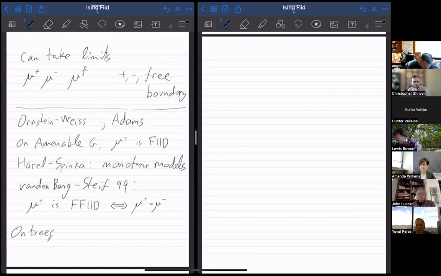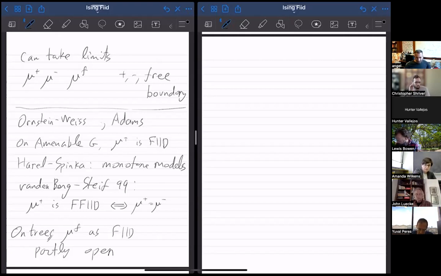So on trees, the free measure as a factor of IID is partly open. It's known that there are phases on both sides, and the transition does not seem to be at the uniqueness transition, but okay. So that's the Ising model.